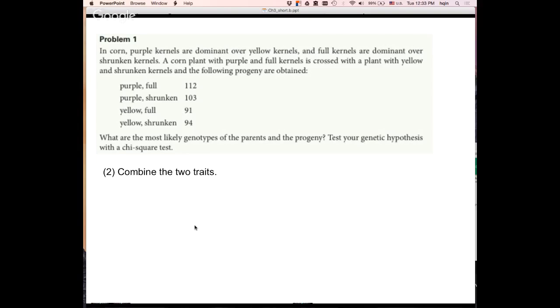So the full will be this, and purple will be this. So this will be bigger P, small p, bigger F, small f. And the yellow will be two homozygous small p, shrunk, and two homozygous small f.